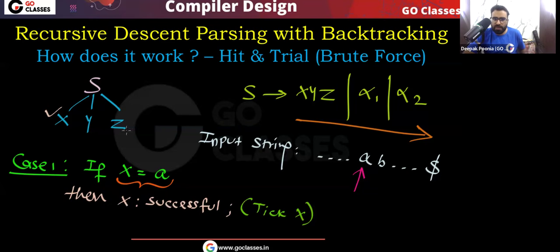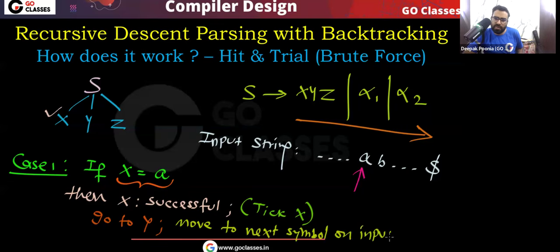And also you go to y. Because this x is successful, now we will go to this y, and also on the input string we will move to the next symbol. Very simple, I hope you understood this point.